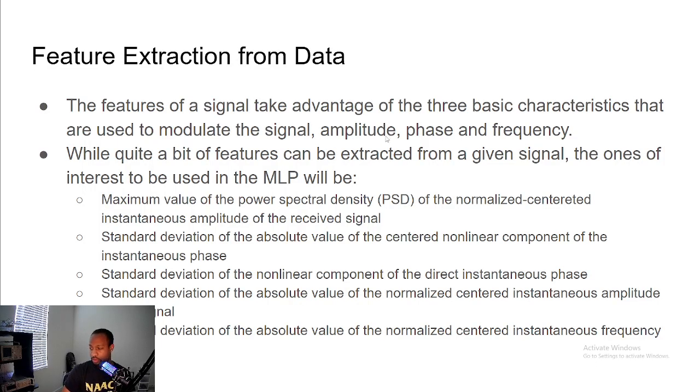So the feature extraction. What are we using for the features? We have some basic characteristics that we can take from each of the signals. So modulating a signal, you obviously take the amplitude, phase, and frequency. And in that same thought process, I can extract certain features from those signals that will help me differentiate between something that was phase modulated, frequency modulated, or amplitude modulated. Here, we're going to take 5 features. We're going to take the maximum value of the PSD, the normalized centered instantaneous amplitude of the received signals, and then 2 phase components, the nonlinear component of the absolute instantaneous phase, and the nonlinear component of the direct instantaneous phase. And then we're going to take another amplitude feature, and then a frequency feature.